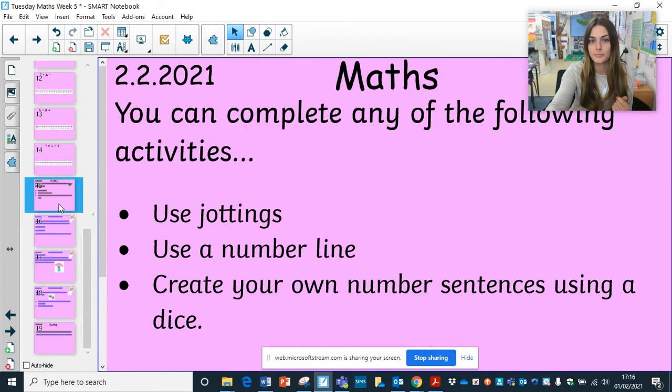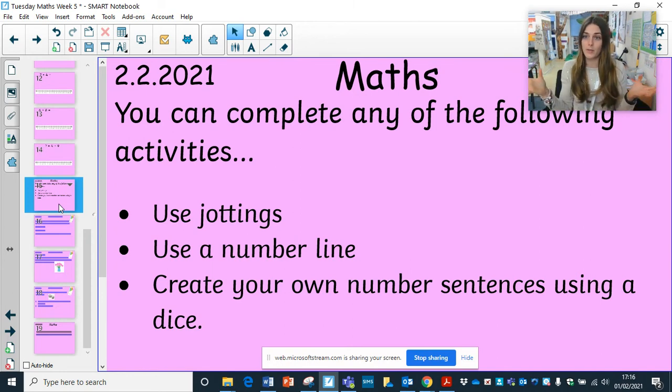Then moving on, here you can create any of the following activities. So using jotting, so that's your drawings, your squares, or your circles. Use a number line, so that can be one that's already printed out and then jump, or your own blank number line. And then it says here you can create your own number sentences using dice. You can use the ones on there or create your own. Remember, it's 2 single-digit numbers, so it's anything from 0 to 9.